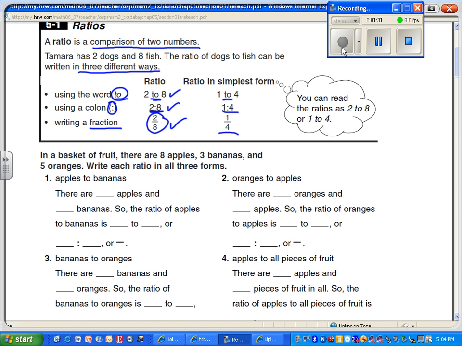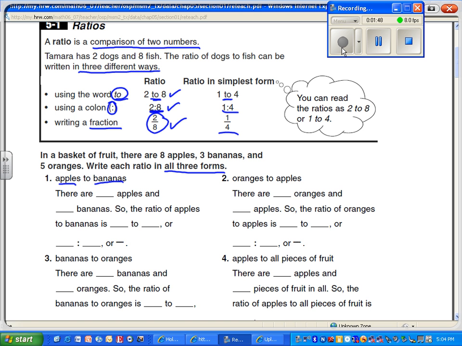All right, so let's take a look at some of the examples you have here in your notes. In a basket of fruit, there are 8 apples, 3 bananas, and 5 oranges. Let's write each ratio in all 3 forms. That's also in your homework. So how many apples are there if we're looking for apples to bananas?